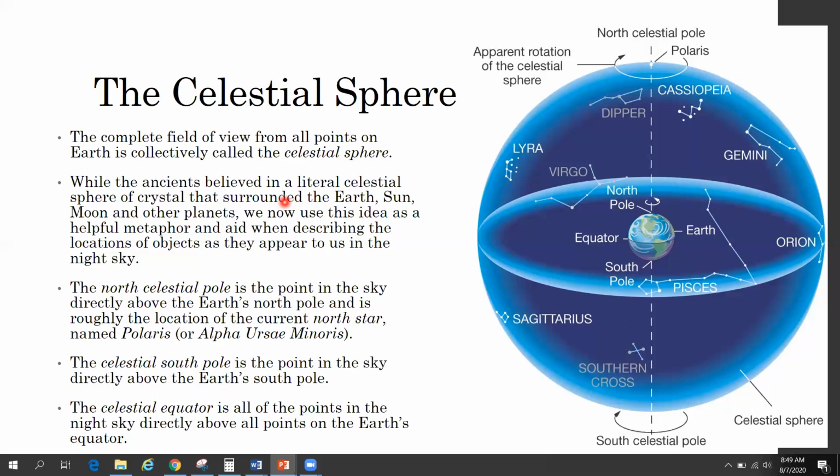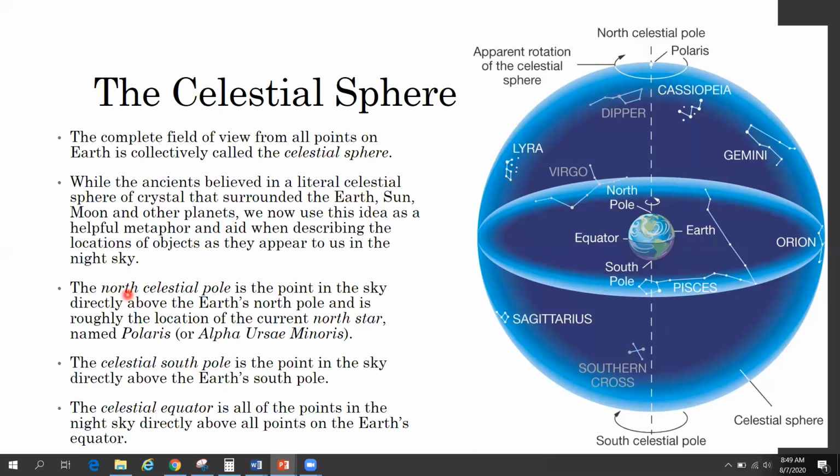And so, of course, while astronomers don't currently believe in that sort of idea behind the celestial sphere, we now use it just as a helpful metaphor and aid when describing the locations of objects as they appear to us in the night sky. It's a very convenient way of talking about where to find things in the sky. Now, the 3 basic markers of the celestial sphere to help you get oriented are really easy to remember because they correspond directly with some markers that we have here on Earth itself.